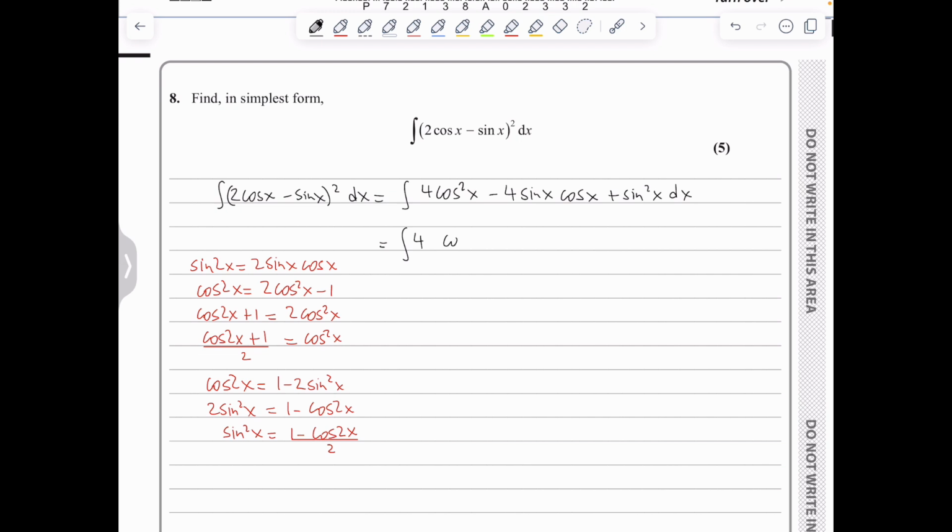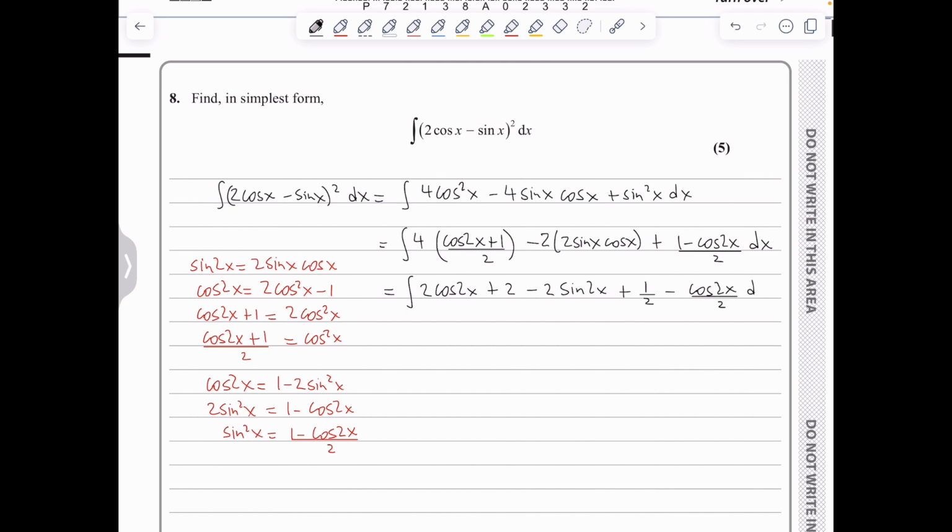4 times cos of 2x plus 1 over 2. Then we've got minus 2 times the 2 sine x cos x. So I simply wrote the 4 as 2 times 2. And in the place of sine squared, I'll be writing 1 minus cos of 2x over 2 with respect to x. So this is the integral of 2 cos of 2x plus 2 minus 2 sine of 2x plus a half minus cos of 2x over 2.